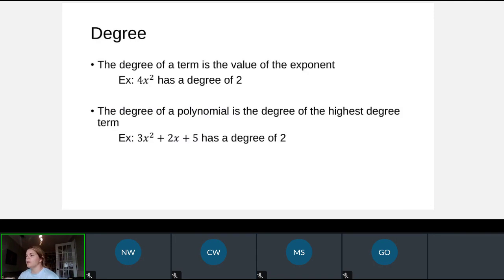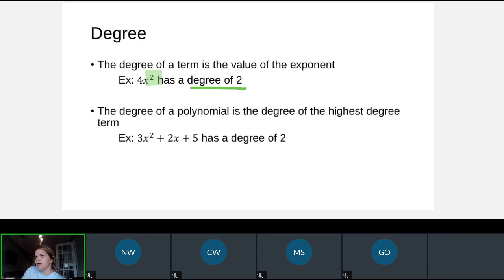The next thing we need to talk about is degree. The degree of a term is the value of the exponent. So for example, 4x squared has a degree of 2 because the exponent is 2.